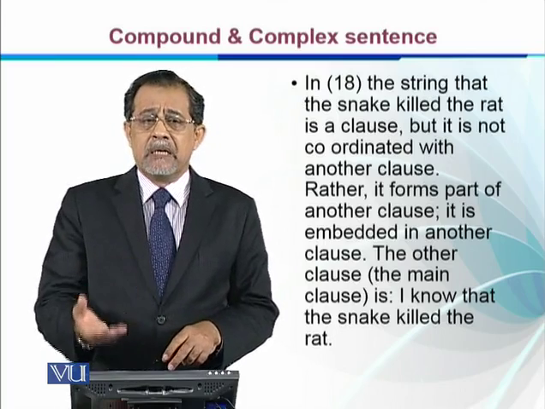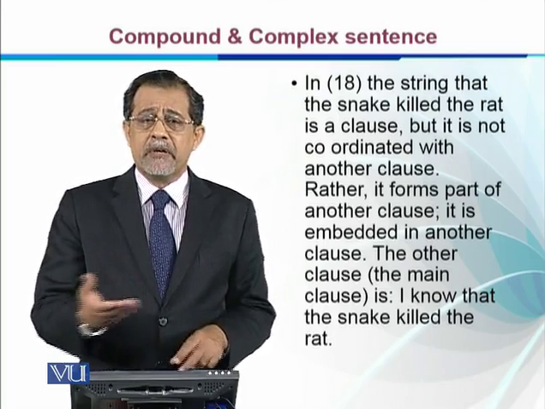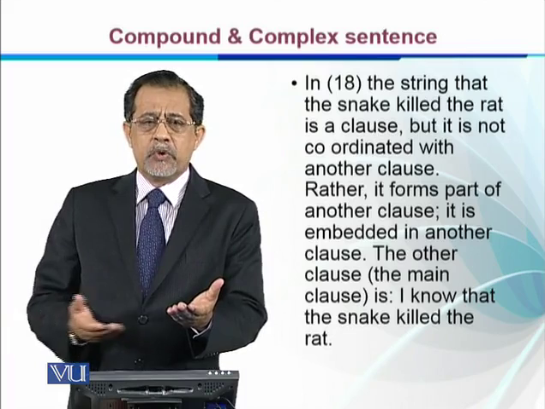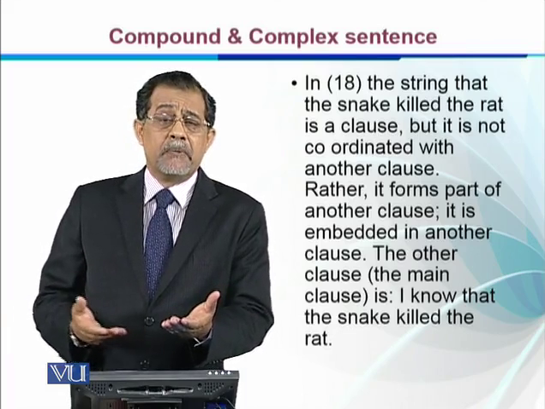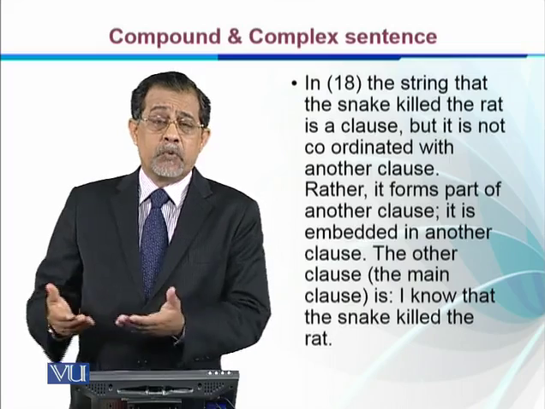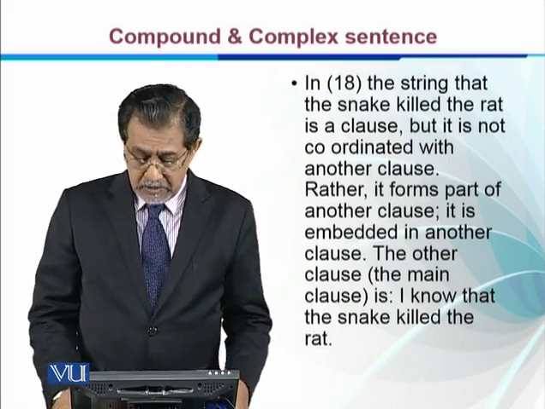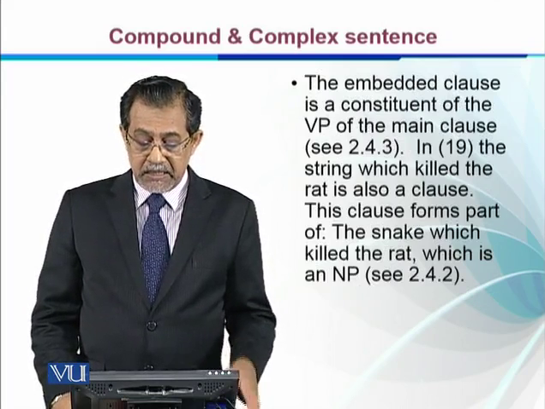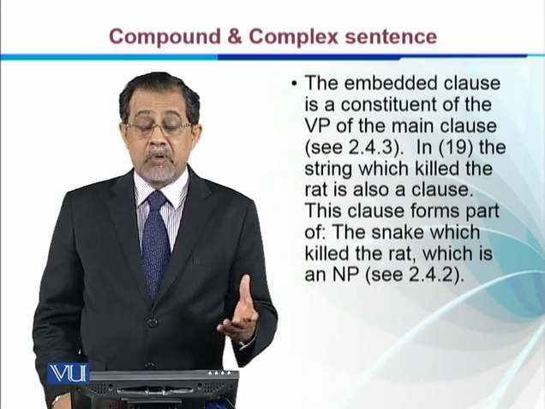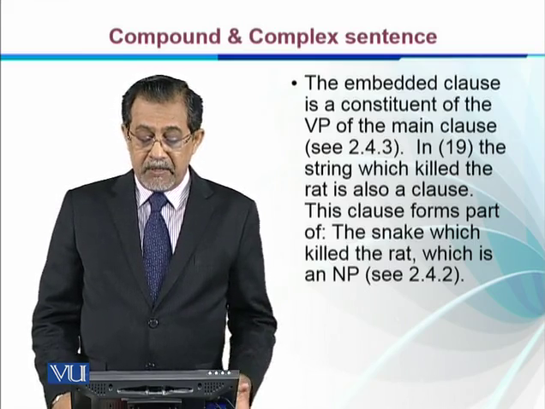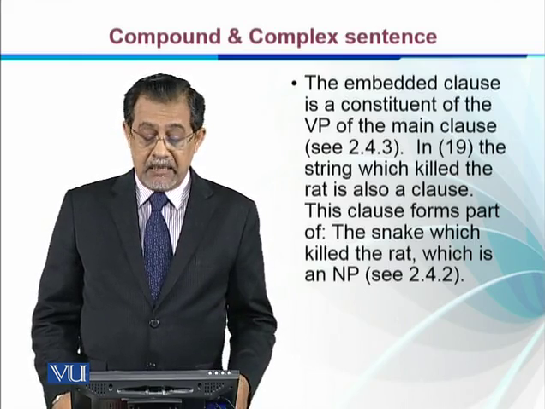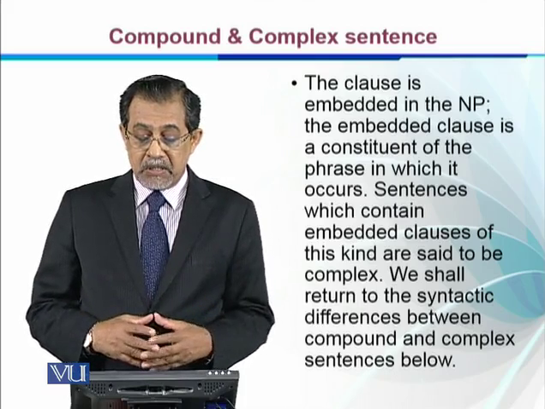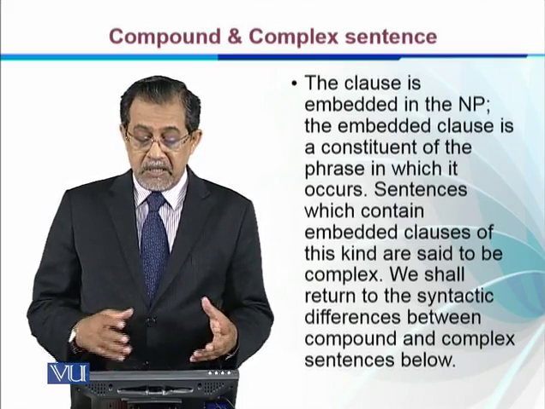This clause is the direct object of the verb I know. You can ask the question: know what? That the snake killed the rat. So it gives the answer to verb plus what, which means it is the object. The embedded clause is a constituent of the VP of the main clause, as I said. In 19, the string which killed the rat is also a clause. This clause forms part of the snake which killed the rat, which is an NP. The clause is embedded in the NP. The embedded clause is a constituent of the phrase in which it occurs.